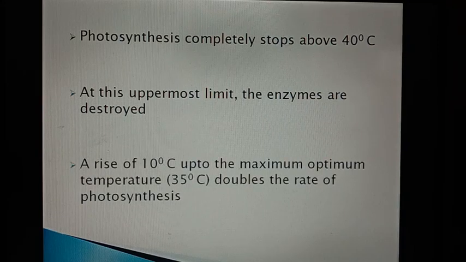A rise of 10 degrees Celsius up to the maximum optimum temperature, that is 35 degrees Celsius, will double the rate of photosynthesis. Means up to the maximum optimum, that is 35 degrees, if there is a rise of 10 degrees Celsius, that will double the rate of photosynthesis.